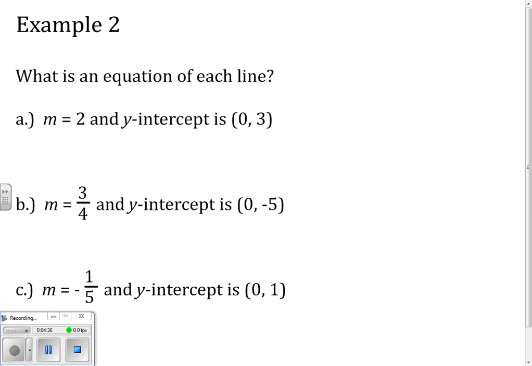Example 2, what is an equation of each line? So if you take a look at letter A, they tell you the slope is 2, and the y-intercept is 0, 3. The 0 part of that is not necessary. That just tells us that b is 3, and we're putting everything in y equals mx plus b. So all you're doing is substituting. So in letter A, your answer is y equals 2x, because m is 2, plus 3.